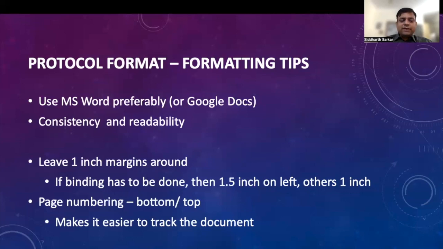Now you leave 1 inch margins around the document, but if you're going to bind the document, then on the left side, you leave 1.5 inches so that there is some space to bind and 1 inch on the other side. You should number your pages so that it is easier for people to go to different pages or refer to different pages. And the numbering should be on the bottom or on the top of the page. It helps to make the document easier to track.